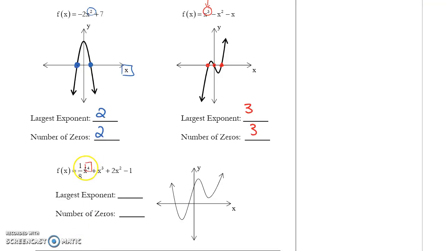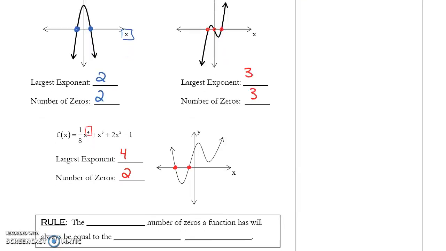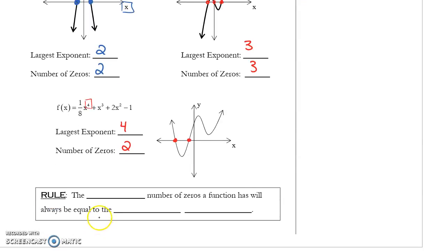Your largest exponent is 4. But the number of zeros is 1, 2. Since this valley, this minimum, never crosses the x-axis, I don't have any more solutions. I only have 2 solutions. So oftentimes those numbers will match, but they won't always match. The rule is, though, that the maximum number of zeros a function will have will always be equal to the largest exponent.